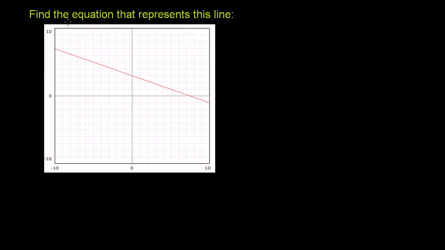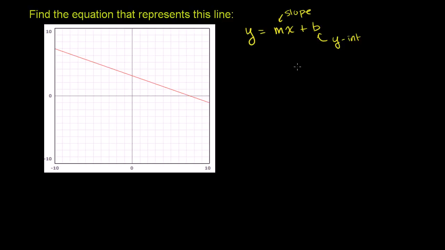We are asked to find the equation that represents this line. And the easiest type of equation to find based on just being given a line is an equation in slope-intercept form, which is y is equal to mx plus b, where m is the slope, and b is the y-intercept, the y value of the coordinate where our graph intersects the y-axis.